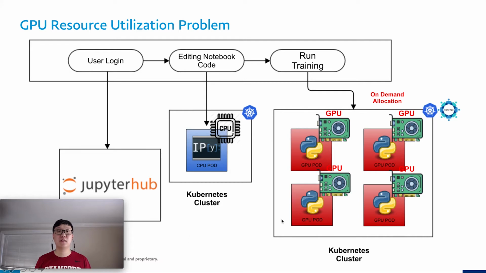Here is the new system after using distributed training. You can see that when the user is editing the code or downloading or processing the data, the kernel is running on a CPU pod. Only after the actual training starts, the GPU resource will be allocated on demand to the user.